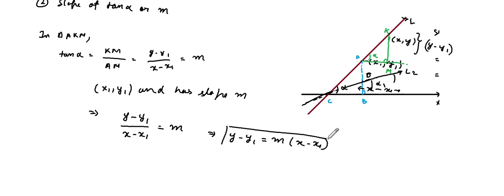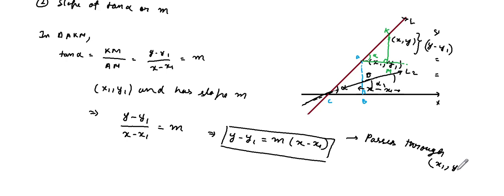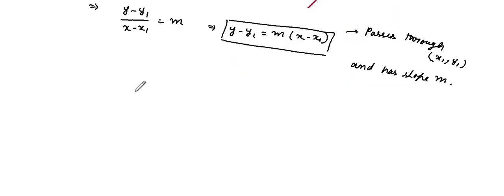So this is the equation of a straight line which passes through x1, y1 and has slope m. Basically, I have replaced this tangent with m because it's the usual convention in coordinate geometry. Okay, now let's go ahead with one example.